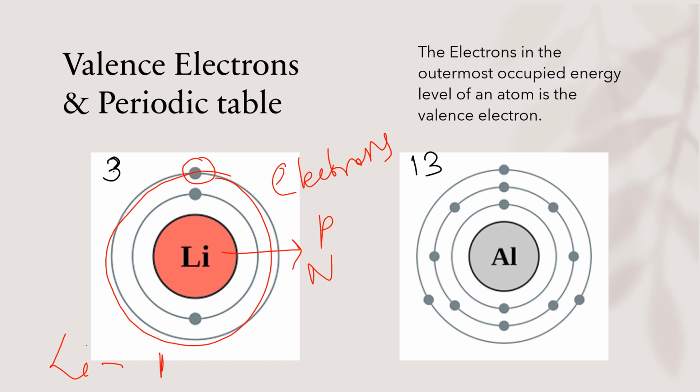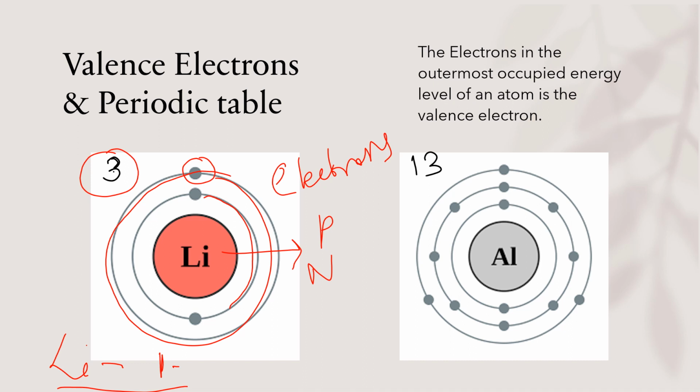The total number of protons in lithium is 3, and the number of protons is equal to the number of electrons. So it has 3 electrons. The first shell contains 2 electrons and the outermost shell contains 1. So the valence electron of lithium is 1. The configuration of these electrons in the shells, how they are arranged and how to write the configuration for them, we will discuss in a coming video.